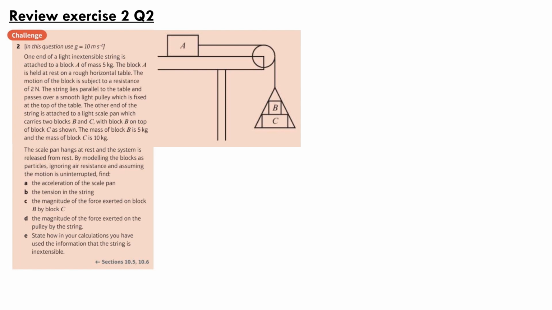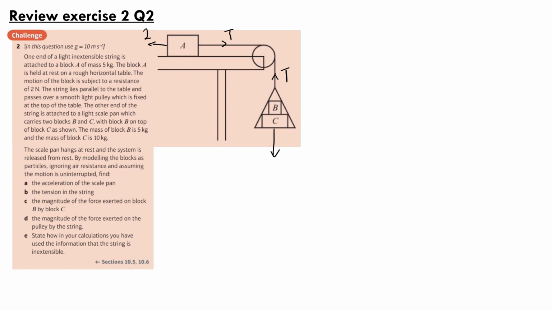Okay, so first of all, we can add in our forces to this diagram. If we focus on A first, we'll have tension going this way towards the pulley, and we'll also have the resistive force going this way with magnitude 2 newtons. Now looking at the scale pan, we'll have tension going upwards back towards the pulley, and we'll also have the weight of the scale pan going downwards.